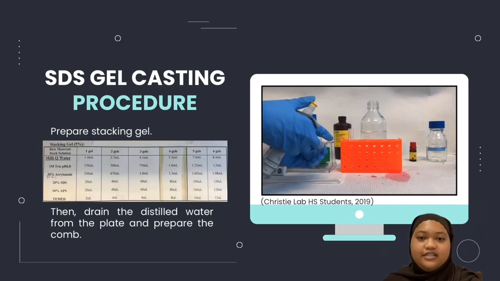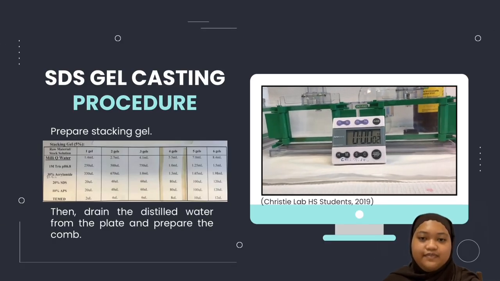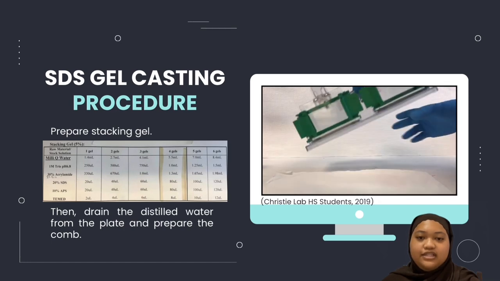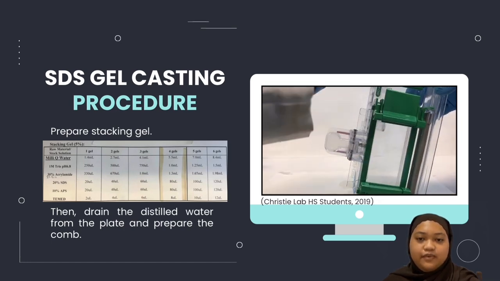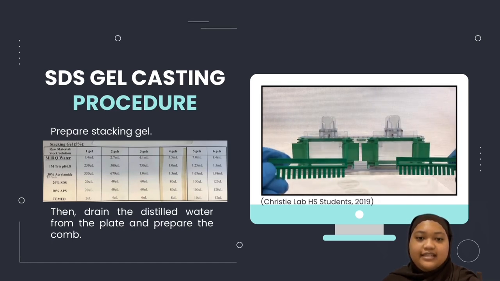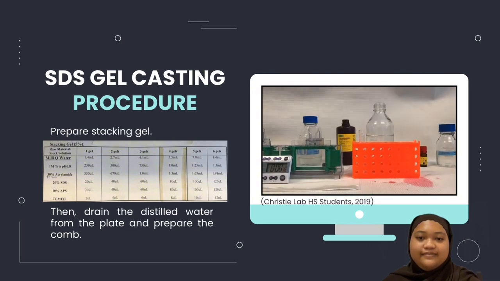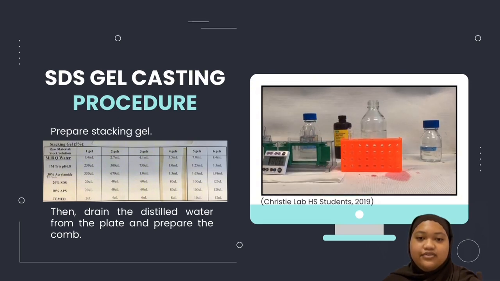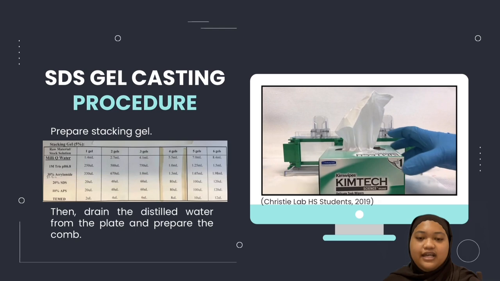After the resolving gel has polymerized, the stacking gel solution is prepared using acrylamide, Tris-HCl buffer with pH 6.8, SDS, APS, and TEMED. The distilled water is then drained from the surface of the resolving gel and the comb is prepared.